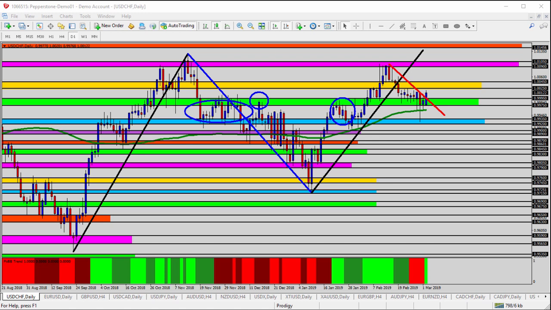Starting here on the daily time frame, we can see that the US dollar has had somewhat of a turnaround over the past couple of days. Long-term trends, we've seen the previous uptrend, the black trend line over here on the left, the blue trend line, the downtrend line, the new black trend line on the right was an uptrend, and the red trend line represents a pullback or downtrend period that we've been in the past couple of weeks.